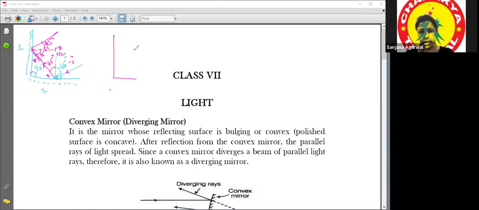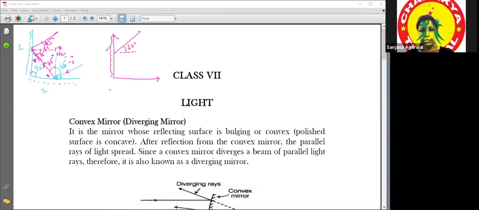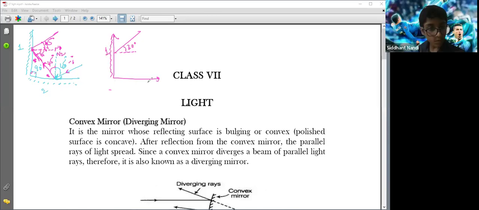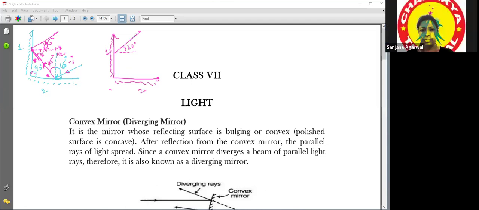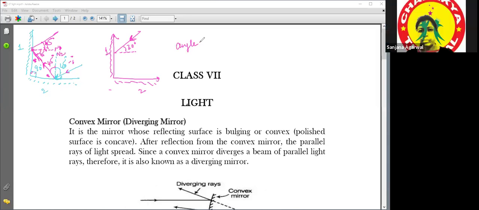Another question for you: this time the light strikes here at an angle of 30 degrees. Find the reflection on the second mirror. This is our first mirror. This is our second mirror. Now find the angle of reflection on the second mirror. Please find it. Draw it in your notebooks.